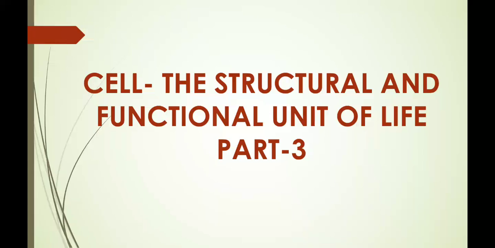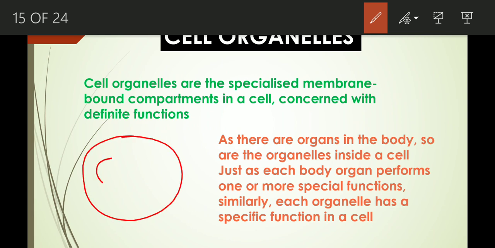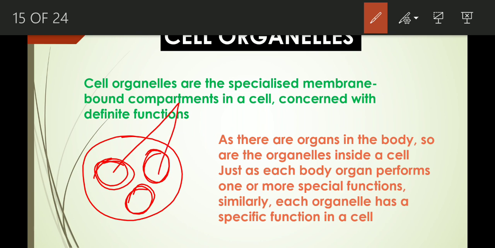So let's start the lesson. In this lesson, I will discuss the various types of cell organelles. Now at first, we need to know what cell organelles are. Let's consider a cell. There are various compartments present inside the cell. These compartments are membrane bound. That means membranes are present in those compartments. These specialized membrane bound compartments are called cell organelles, and each of them performs specific functions.